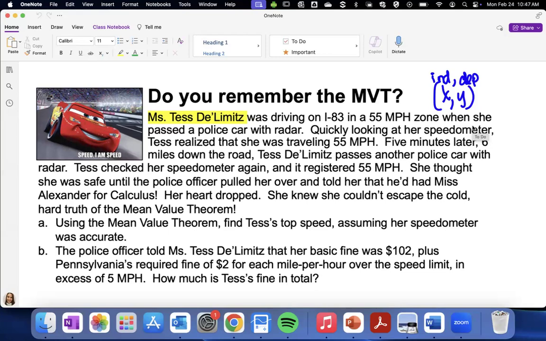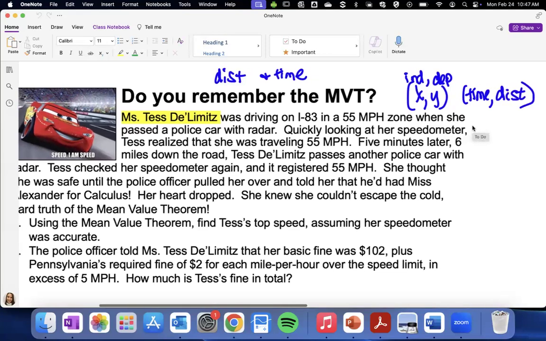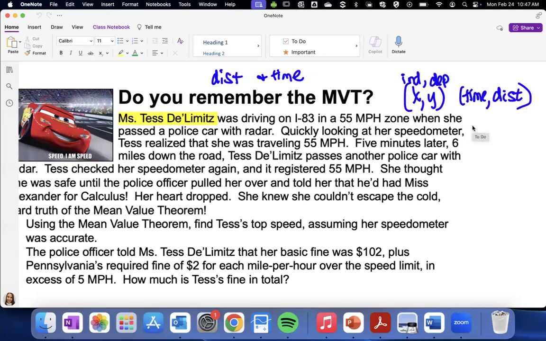So I have two things here: distance and time. Which one is going to be independent, my X? Time, right? Everything depends on time. So my distance depends on my time. The first thing I would orient myself to is that it's going to be time, comma, distance. Independent, comma, dependent. So then I'm going to make my coordinates.